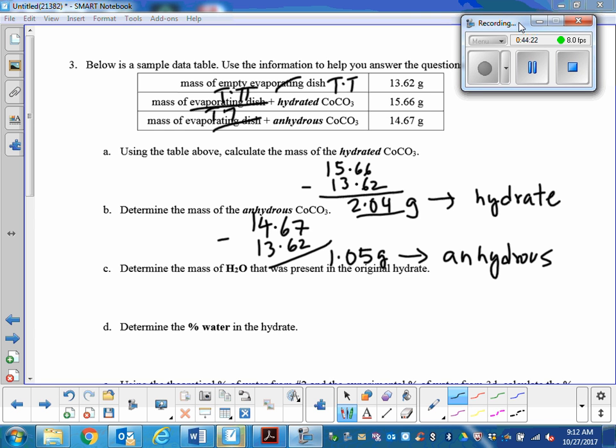How do I find the mass of the water in the hydrate? I know the hydrate's mass. I know the anhydrous mass. How much water evaporated from the hydrate? How do I figure it out? Natalie? So I subtract the anhydrous from the hydrate, 1.05. That gives me what, Natalie? Let me write this properly. 1.05, and that's 0.99 grams.